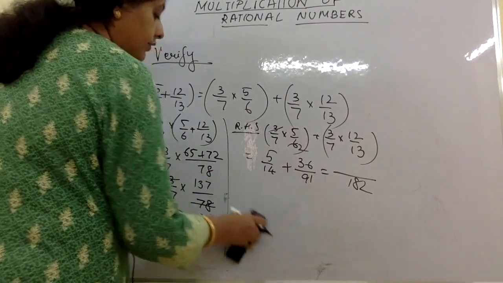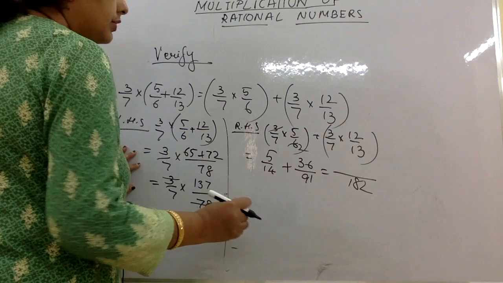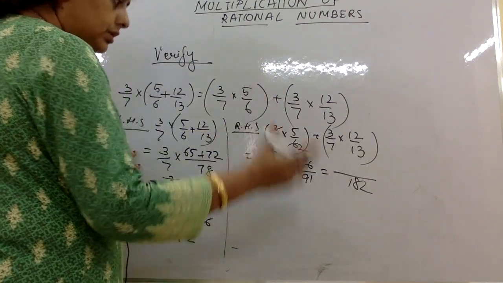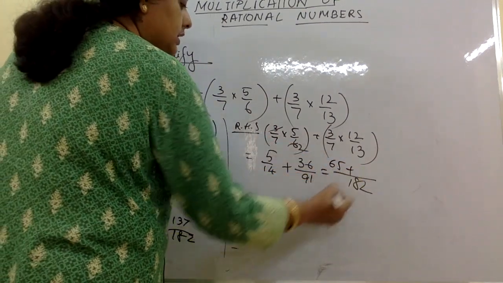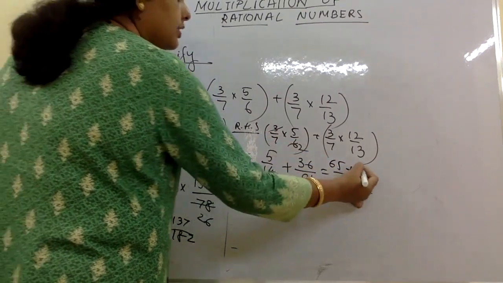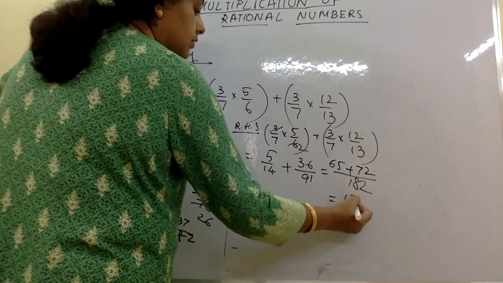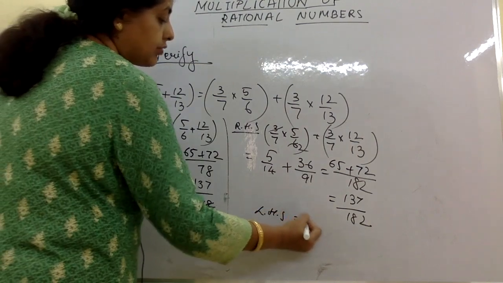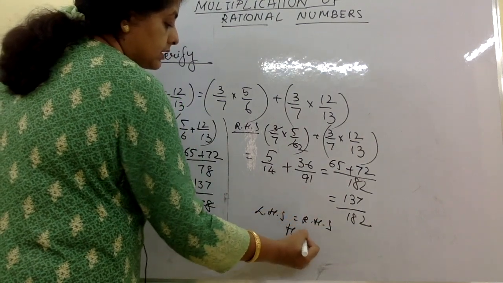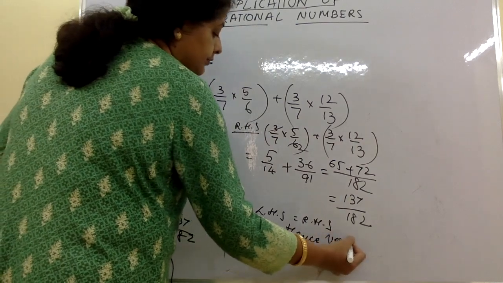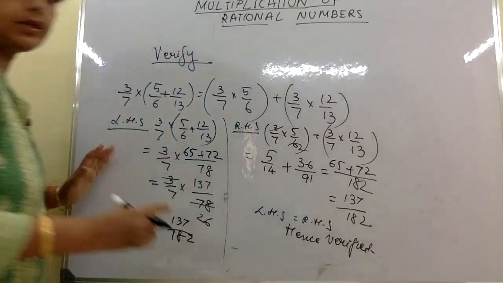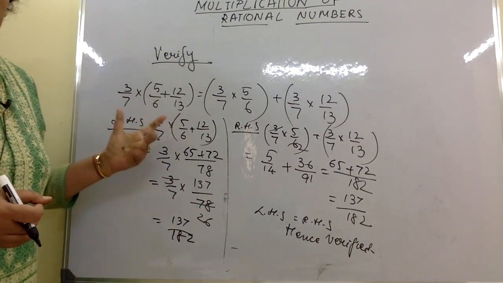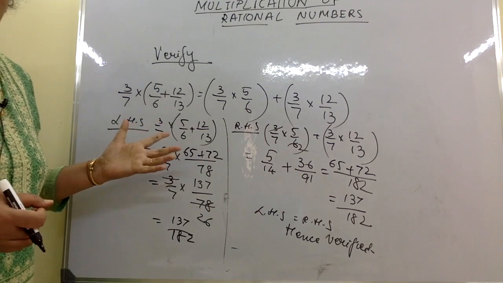Okay, so sometimes you will have to do these LCMs. So 14 into 13, 13 5s are 65 plus 91, I can see clearly 2, this is a 72. This is 137 by 182. LHS is equal to RHS, hence verified. Okay, hence verified. Okay, so we have proved this sum. This was a sum based on distributive property.